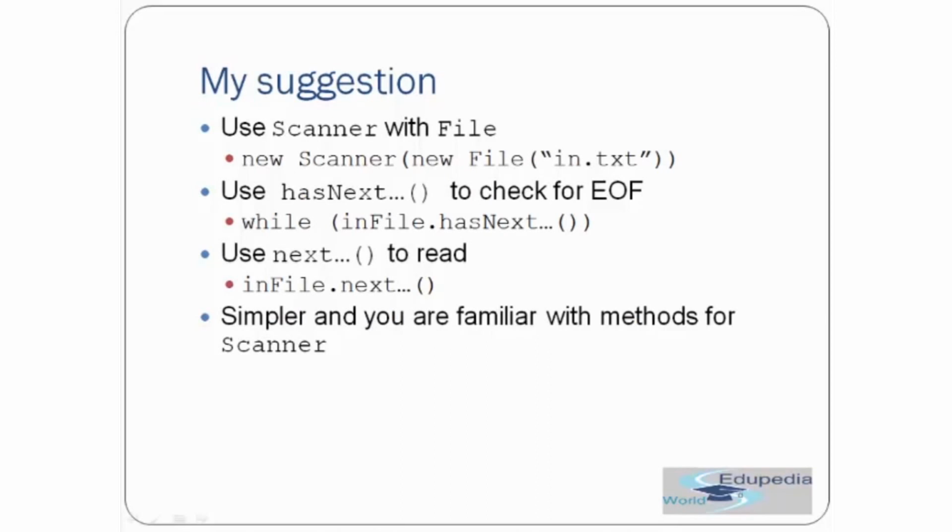Then I do have some suggestions. The suggestion will clarify when to use Scanner. So use Scanner with a file. If you have a file, then use Scanner. Use hasNext to check the end of file, like while inFile.hasNext, and use next to read. This will make sure that any type of character will be read, instead of using nextInt, because it might be possible that the user enters things in some other format and you are reading it in a float format, then it might give you an exception. So to keep it simpler, use the next and hasNext methods.